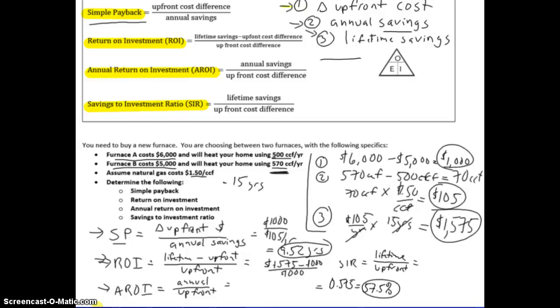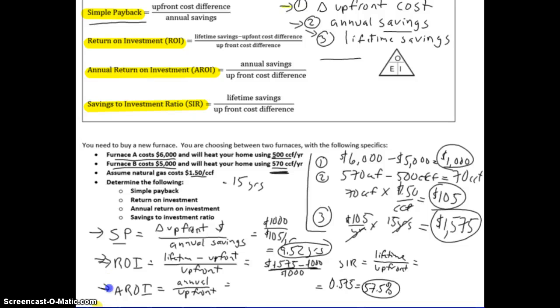You can see that you're making your upfront investment of $1,000 back plus another $575, which is 57.5%. So you're saving what you invested, plus you are getting 57.5% more back by the time the lifetime of the measure is over.